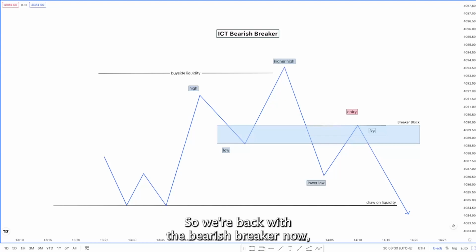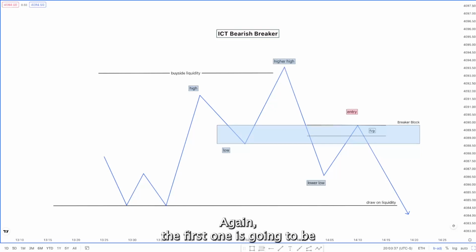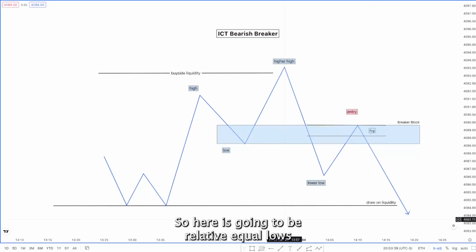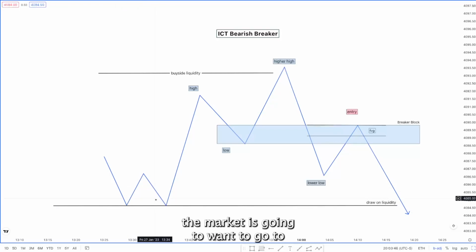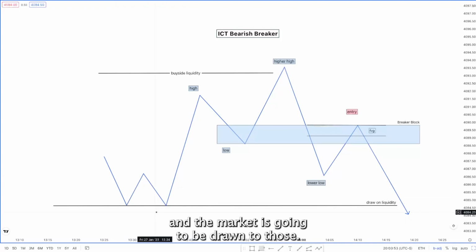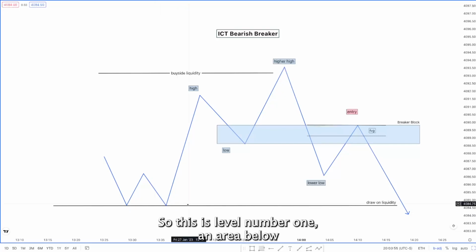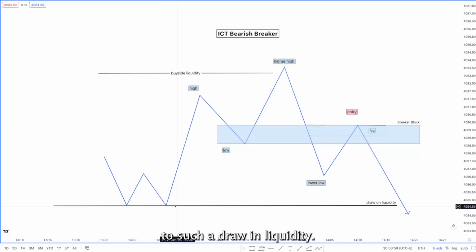Okay, so we're back with the bearish breaker now, and I've saved us some time by drawing in some of the elements, again, that you would want to see. Again, the first one is going to be that draw on liquidity. So here's going to be your relative equal lows, or another area of sell side liquidity that the market is going to want to go to take out sell stops, right? So below these relative equal lows, you're going to have sell stops, and the market is going to be drawn to those, right? So this is level number one, an area below the market that the market wants to draw to. So that's your drawn liquidity.